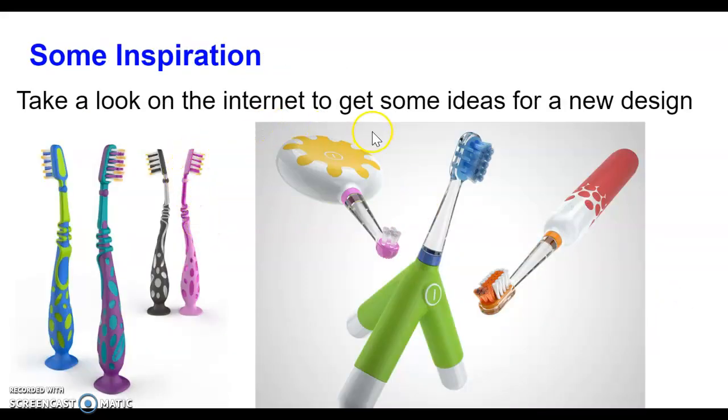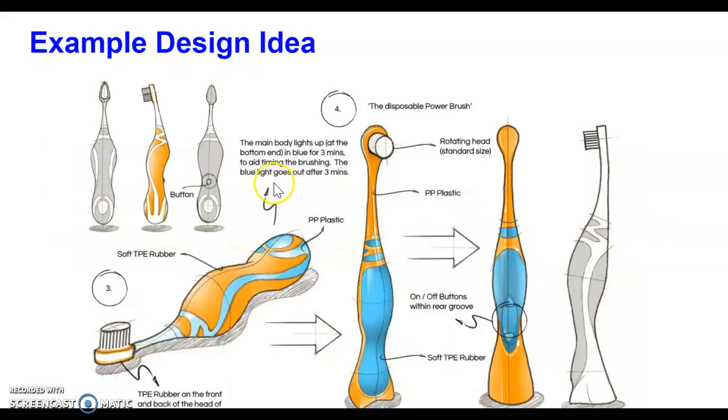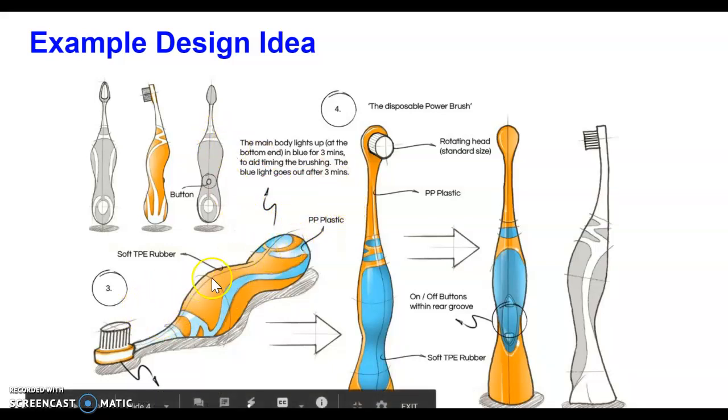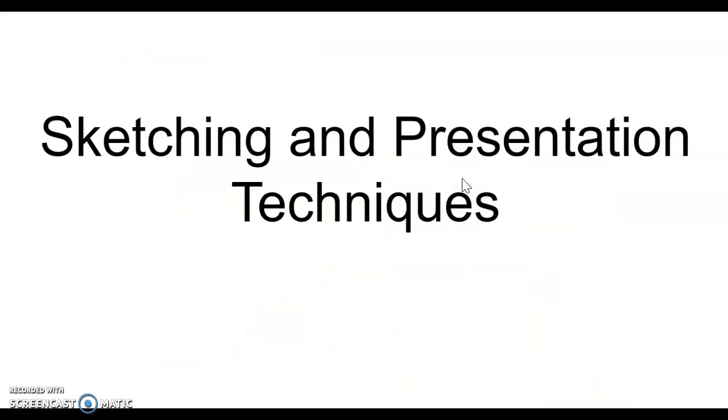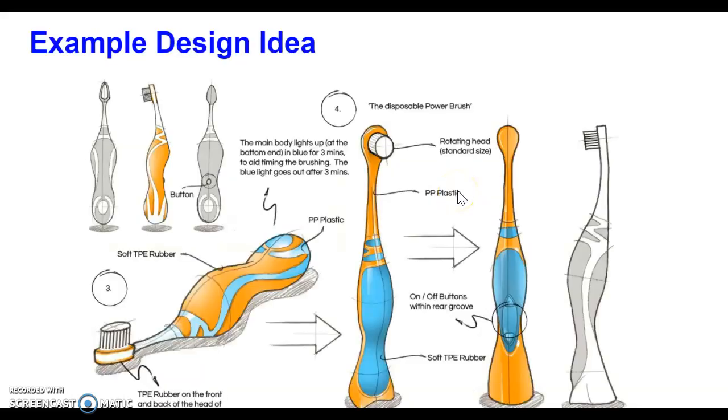Okay, so you can take a look at some ideas on the internet. There's loads of ideas out there, and you can see what works and what doesn't. So this is the example of what I'd like to be laid out. We've got three-dimensional sketches, two-dimensional sketches, notes, and shadows and rendering. So you're going to have to bring in your freehand sketching and rendering skills that we started working on at the start of the year.